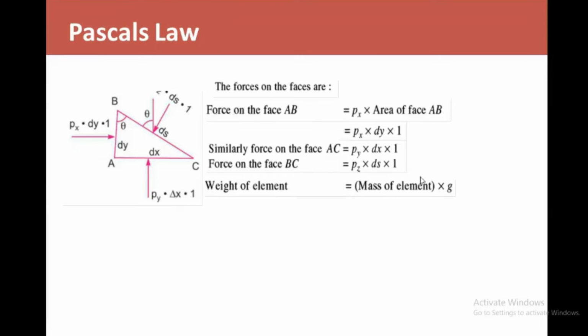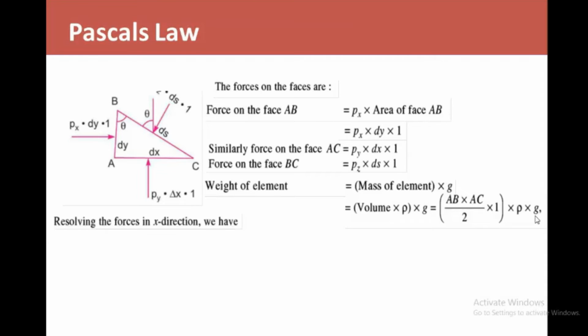After that, weight is nothing but mass of the element into g. Now we know mass is nothing but rho into volume. So it is mass density into volume into g. Now, the volume of this wedge shape element: what is its face? Triangular face. So it is 1/2 into width dx into height dy into the width in the z direction, which is 1. So AB into AC into 1 divided by 2 into rho g. So it is simply dx into dy into 1 upon 2 into rho g.